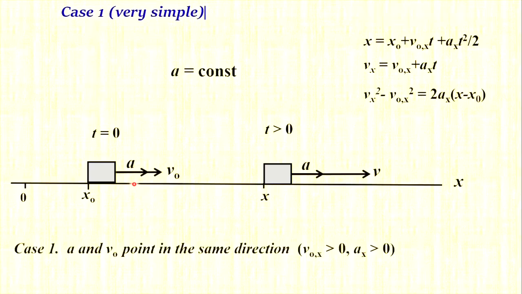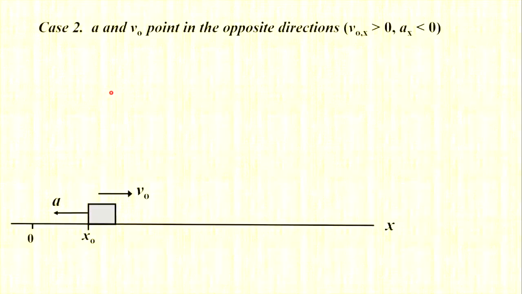First case is when a and v0 point in the same direction. In this case, the x components of these quantities are positive, and it's very easy to find the position and velocity of the object at any time. For this reason, this case is very simple. More interesting is case 2, where acceleration and initial velocity point in opposite directions.